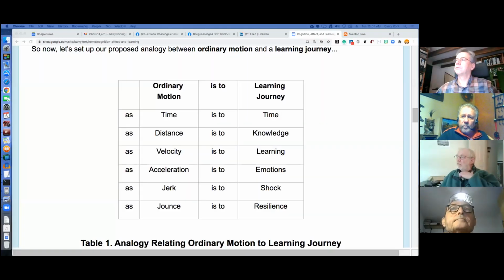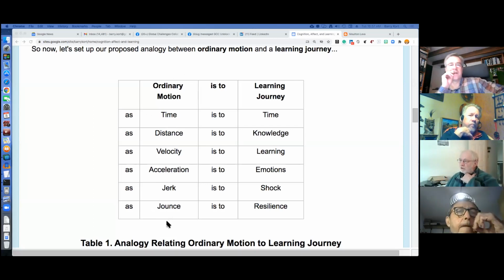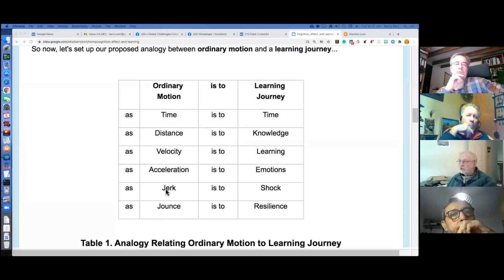Okay. Can you see this table here where it says ordinary motion? This is Newton. Newton says, how are time, distance, velocity, and acceleration related? And if you want to go to the next level, the next two time derivatives are called jerk and jounce, but we'll get to those in a minute. So if you appreciate Newton, what Newton does is give us a nice mathematical model, essentially the calculus, that tells us how to reason quantitatively about these things.